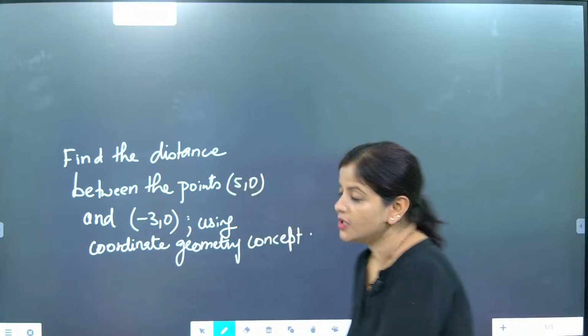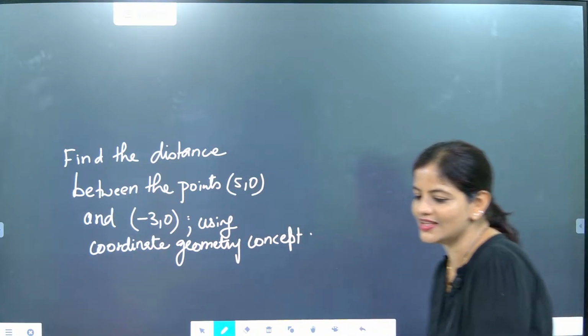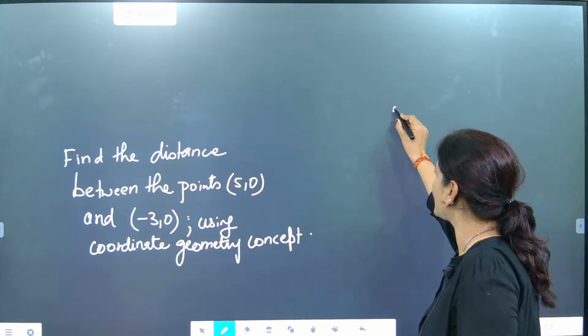Super, beta. Bless you. Now listen. What is the answer? 8 units. Now offline children also got it. The answer is 8 units. Can we go for it, beta?